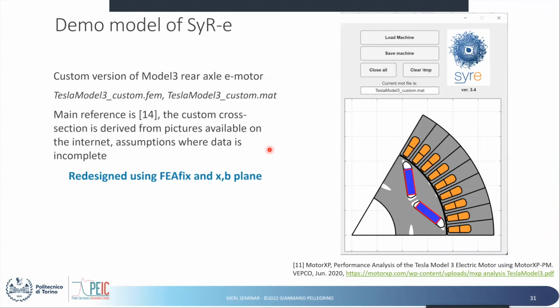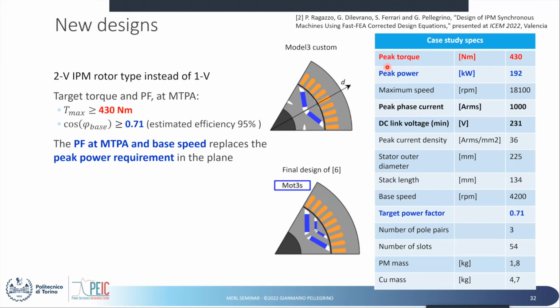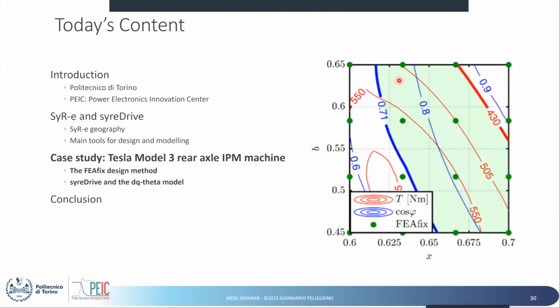So we now redesign this using FEA-fixed design. These are the specs, and this is how we end up defining the two boundaries of performance: 430 Newton meters or beyond, and 0.71 or beyond. 0.71 is kind of conservative, so we will end up selecting designs with higher power factor in general. We will prefer to choose a machine in this region closer to the torque limit, rather than in this region closer to the power factor limit, and we will welcome power factors higher than 0.8.